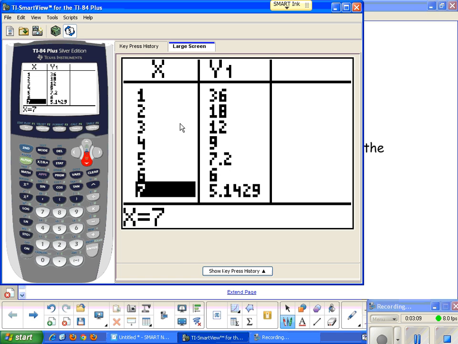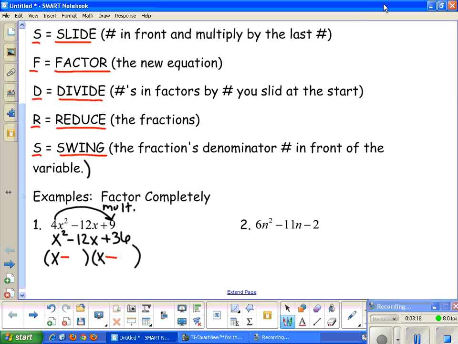So if I look at these, I want to figure out which ones, if I put a negative in front of them, are going to add up to negative 12. It would be negative 6 and negative 6. So on my paper, I'm going to put right in here 6 and 6, and both of them are negative, because negative 6 times negative 6 is positive 36, and negative 6 plus negative 6 gives me negative 12 for my middle term. So now I just did factor.